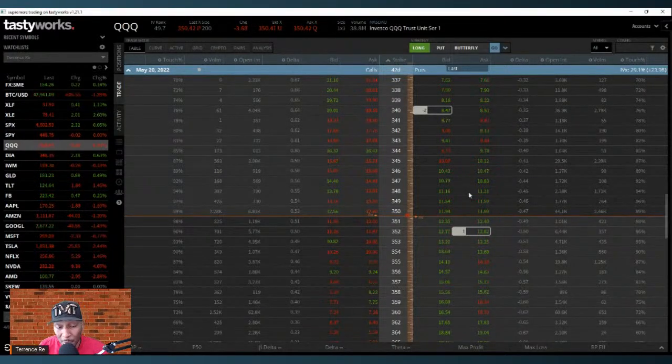There are some people who do sell options. They'll ratio them and this, that, and the third. For this particular trade, I'm buying. I want to buy this option.